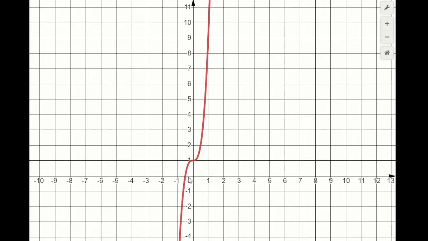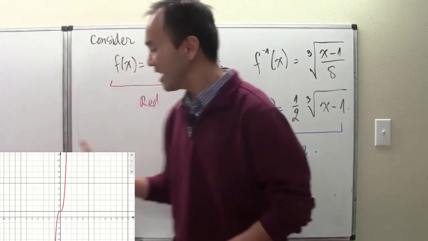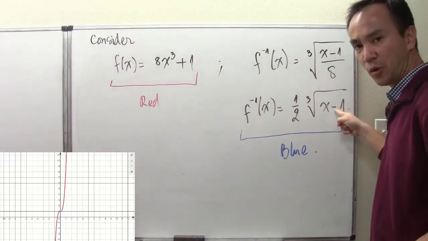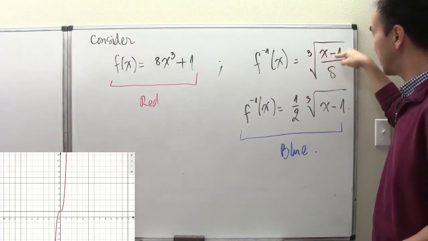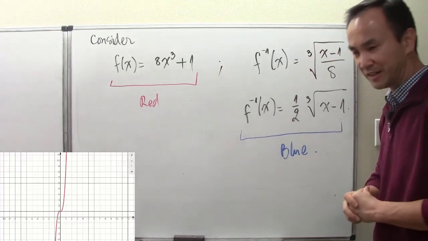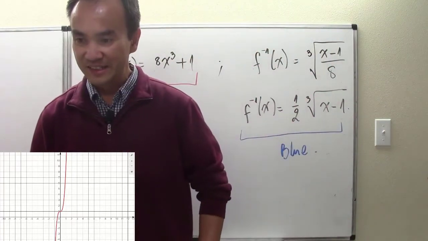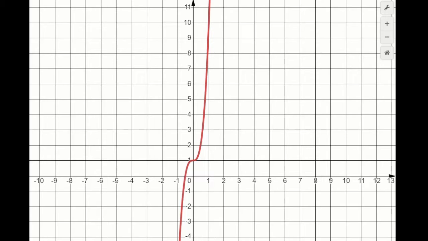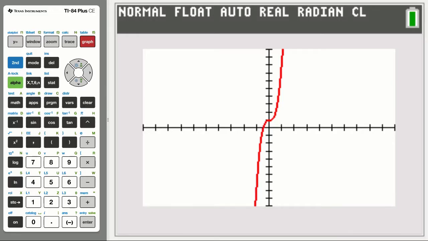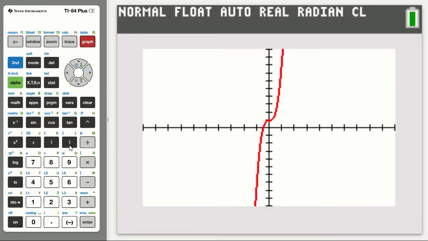All right, and now I'm going to use Desmos to instantly bring up the graph for 1/2 cube root of x minus 1, or you can also type cube root of x minus 1 all over 8. So now this is the graph of the inverse function in blue. 1/2 cube root of x minus 1. And with the TI calculator, 83 or 84, they're all going to work the same.